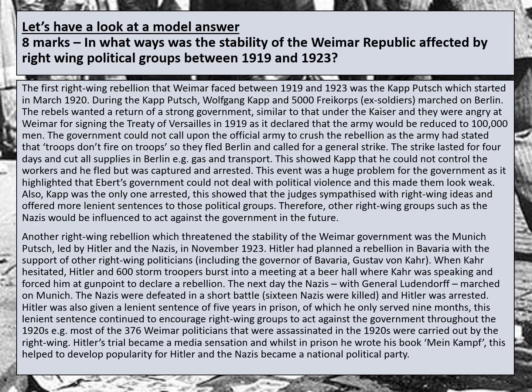Okay, so here's our model answer, and just before I begin reading, I'm just going to go over the question again. So it's, in what ways was the stability of the Weimar Republic affected by right-wing political groups between 1919 and 1923? I've already mentioned on the last slide that I'm going to be addressing this question with basically a paragraph about the Kapp Putsch and a paragraph about the Munich Putsch.